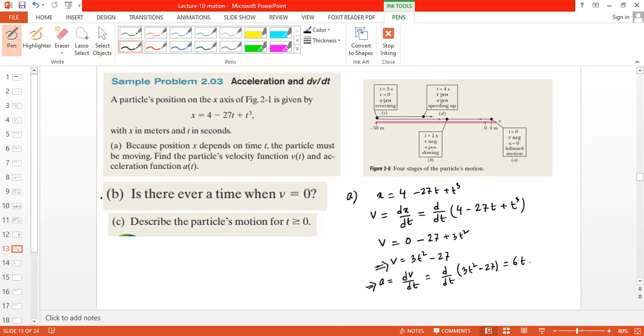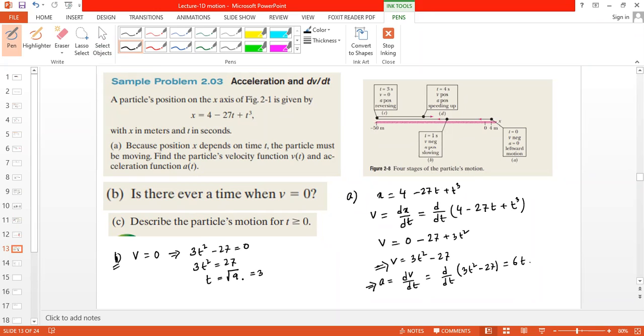So for part B, I have to find out a time when velocity equal to 0. Velocity equal to 0 means 3t square minus 27 equal to 0. That means 3t square equal to 27, so t equal to square root of 9, that is equal to 3.